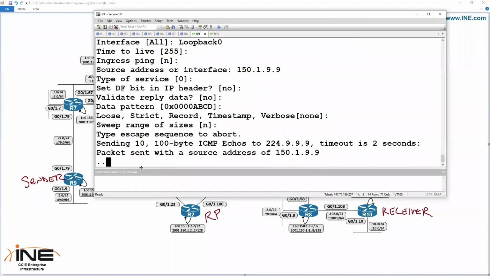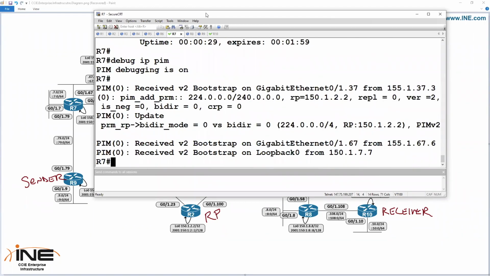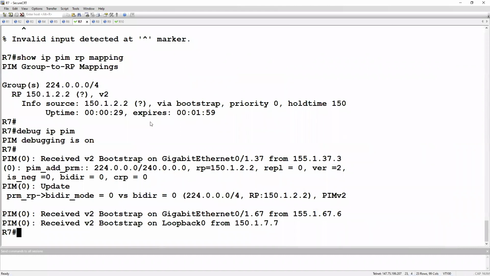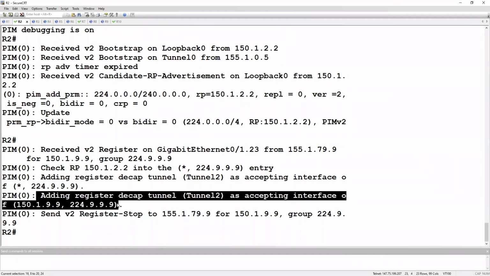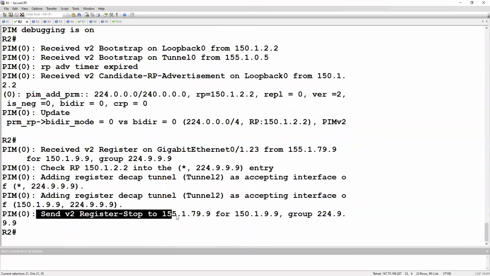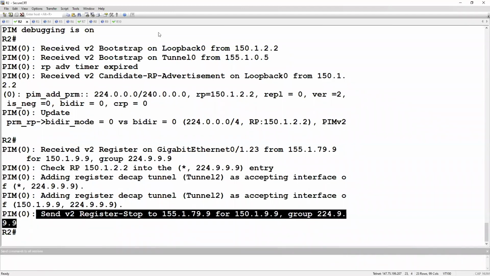Now we don't have any receivers yet, so we're not going to receive any traffic back in. We're not going to receive an ICMP echo reply back in. But what we should see is that we generate a register message talking about the source and group pair. On the rendezvous point, we received a message that says send register stop to 155.1.79.9 for group 150.1.9.9, group 224.9.9.9.